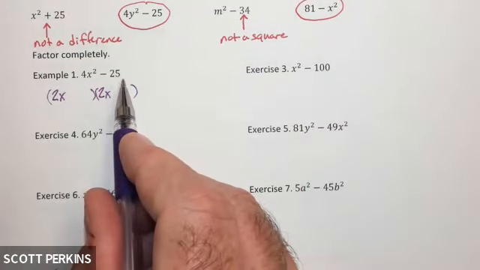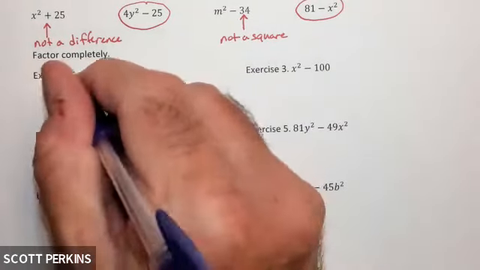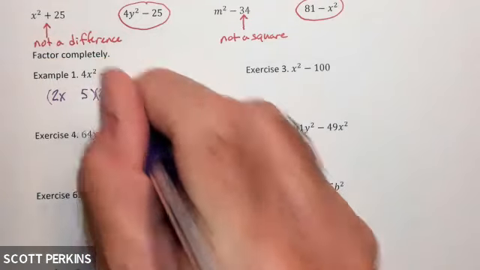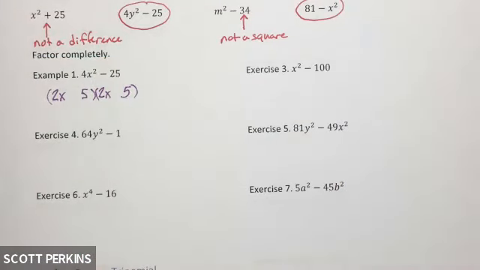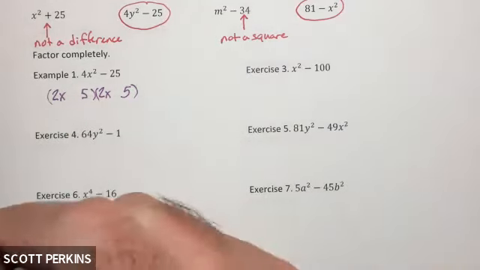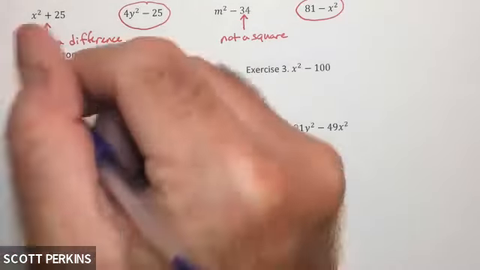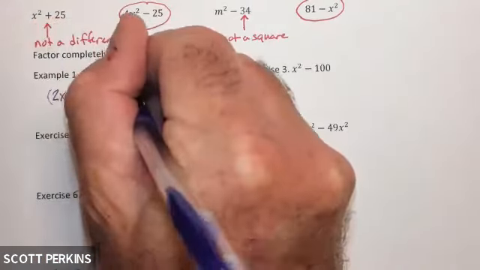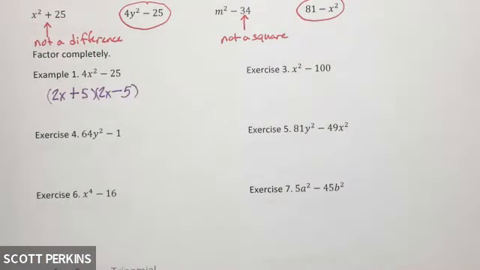What times what's going to give you 5? Perfect. And then just as we saw above, there are no outers and inners here. So that means I have to make my signs different. So it doesn't matter the order. Okay, so I'm going to put the plus first and the minus second for no particular reason. Okay, so there we go. 2x plus 5, 2x minus 5, factored.